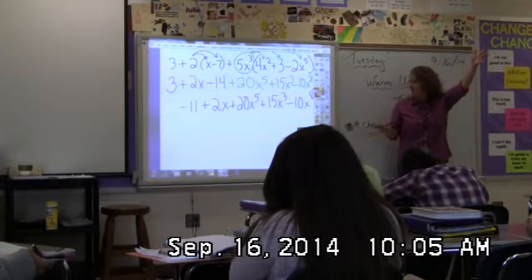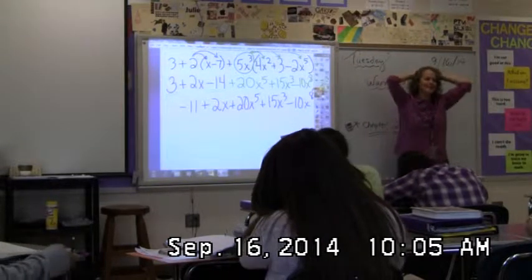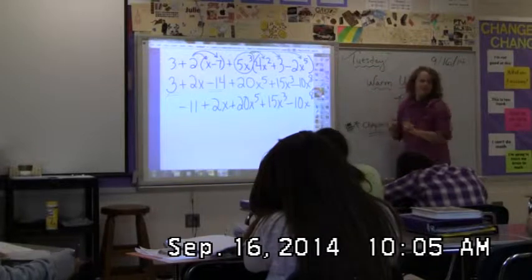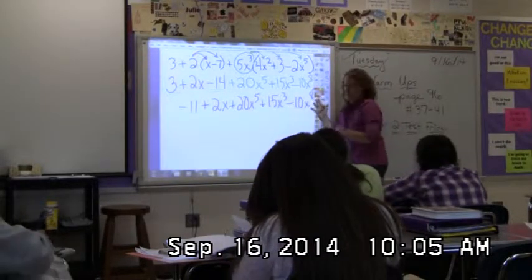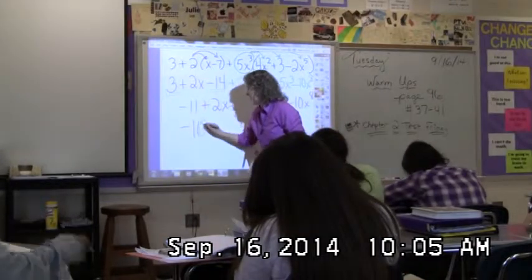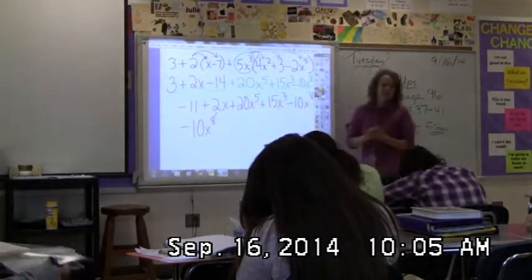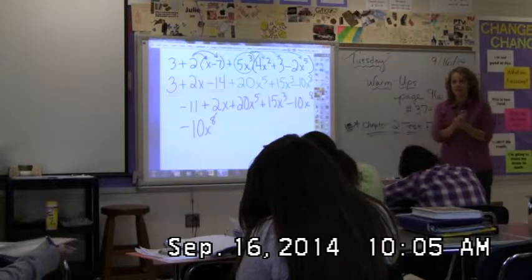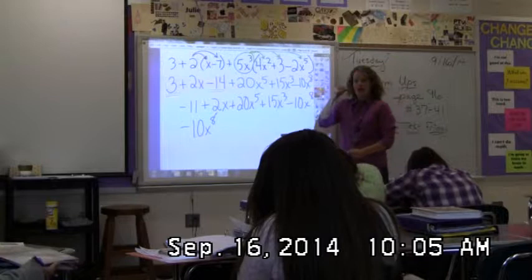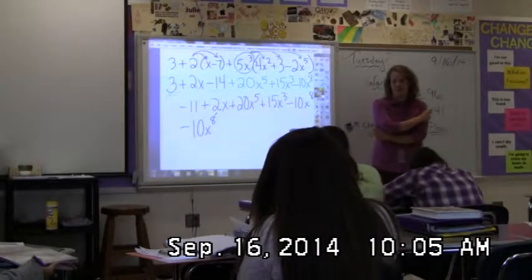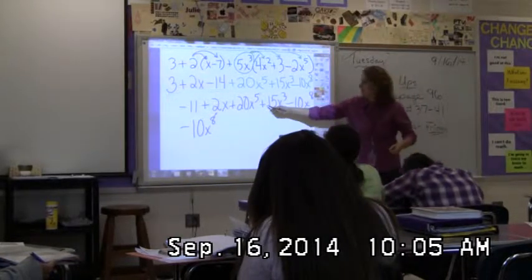Hope! Negative 10x. I love the way you said that. It's a negative 10x to the 8th. So when you bring him out front, that negative sign is coming with him. He's negative 10x to the 8th. And then who gets to go next? Chris? The 15. Yes. Now is it plus 15x to the 3rd or minus 15x to the 3rd? Plus 15. Beautiful.